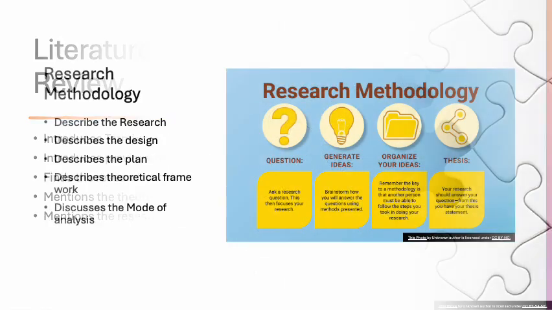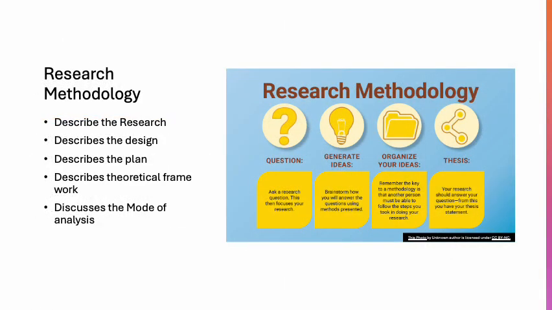Not only this, one needs to mention the methodology as well. Methodology means how you are going to conduct the research, what your research design is, and what plan you have in mind. The plan also includes chapterization, in which chapter what you will be writing, and this should be written with reference to the theoretical framework. It should also discuss the mode of analysis, how the analysis is to be conducted. So the theoretical framework as well as the model for analysis should be explained in the methodology. In this way, three sections get completed: introduction, literature review, and methodology.